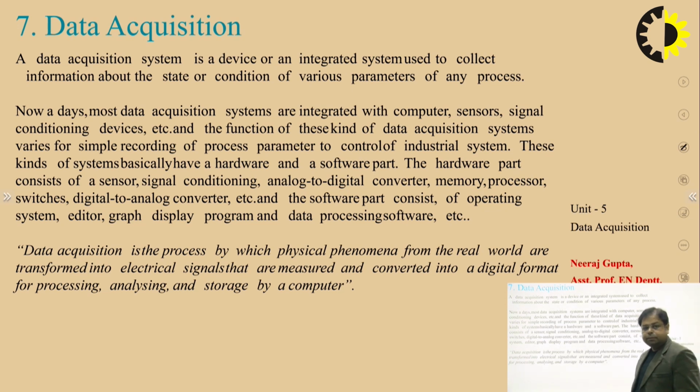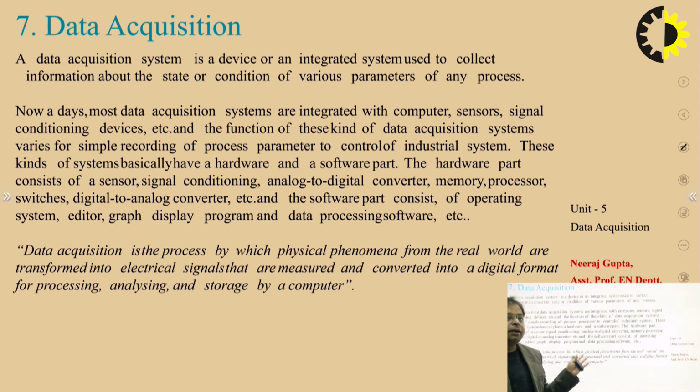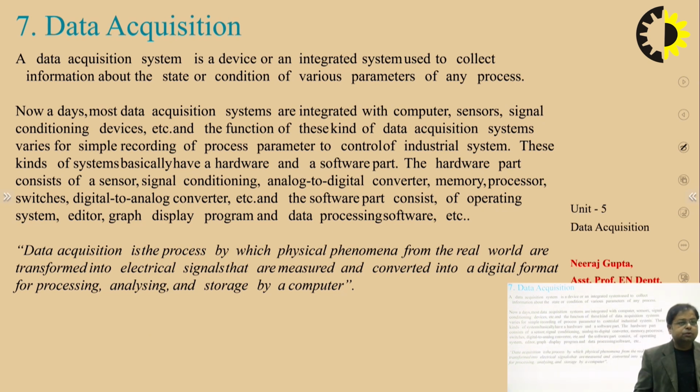Now comes the most important part of the lecture, the data acquisition system. As the name suggests, acquisition means collection, so it is the collection of data. A data acquisition system is a specific device or a complete integrated system used to collect information about the conditions or states of the parameters of a particular process. Nowadays, various data acquisition systems are integrated with computers, sensors, and signal conditioning devices as one. Their function varies from simple recording of process parameters to control of industrial systems, for actuation, analysis, and preventive maintenance.